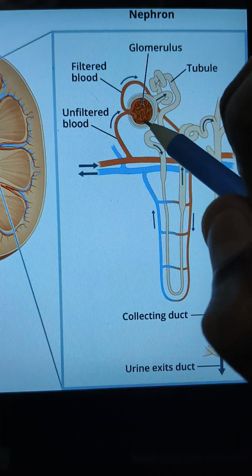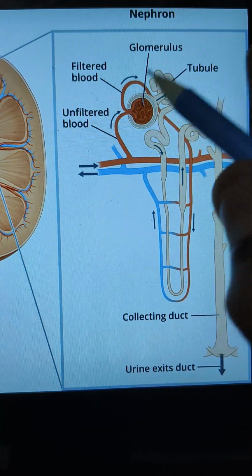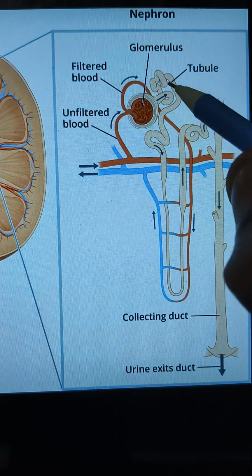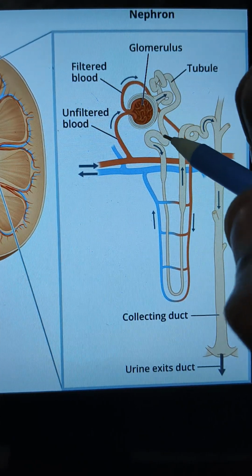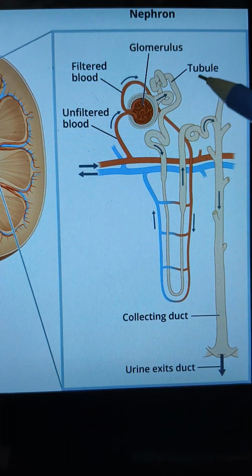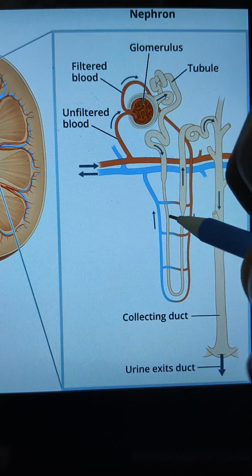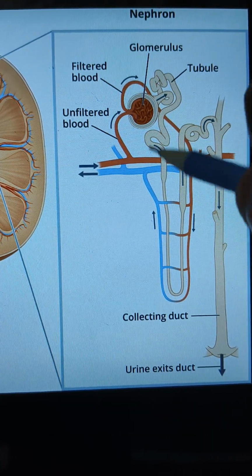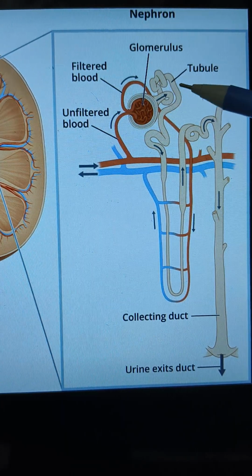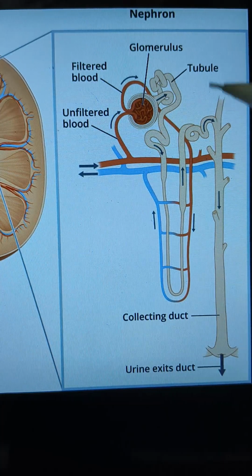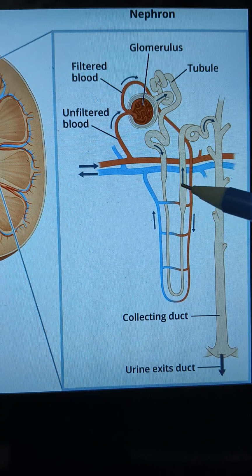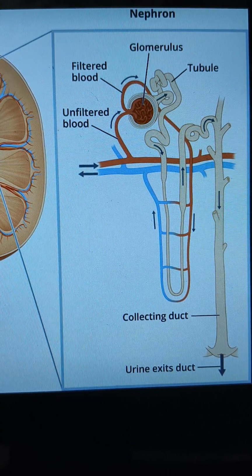So the Bowman's capsule works as a strainer. After that, this tubular structure, which is turned again and again, is PCT. After that, the loop of Henle is present, the descending loop of Henle, which goes downward from the PCT, that is proximal convoluted tubule. I will explain in the next video. You may know briefly in this video.